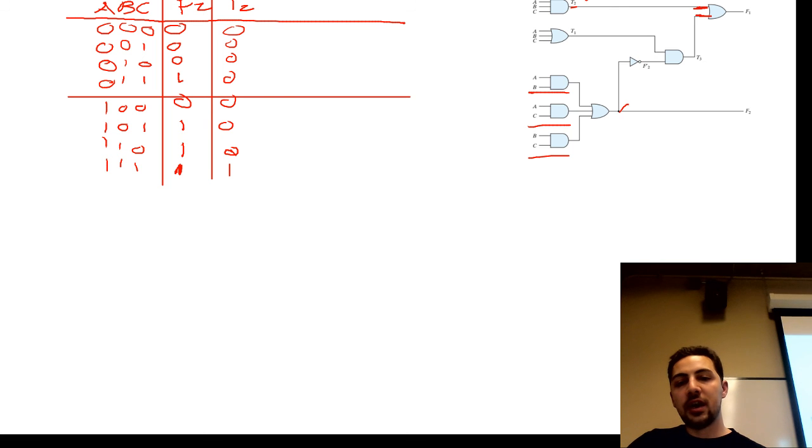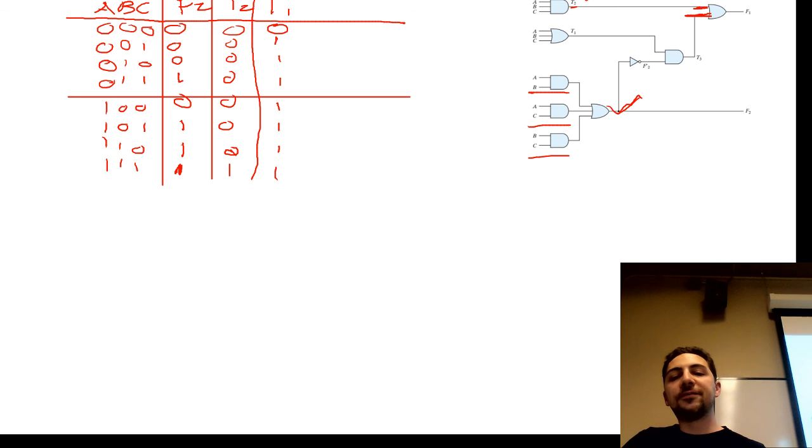We know F2. In order to solve for this line here, called T3, we need to know F2 bar and T1. Well, let's solve for T1. T1 is true when A is 1 or B is 1 or C is 1. Well, we know what an OR looks like. OR is only going to be false when all of the inputs are false. So that's a 0 there and a 1 everywhere else.